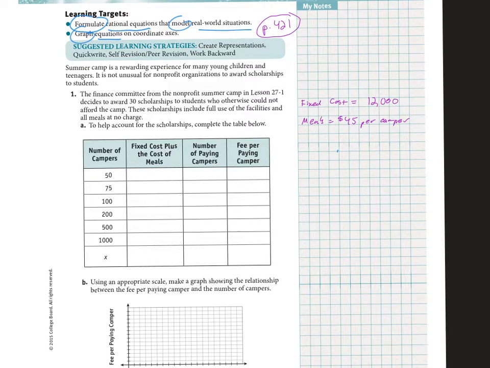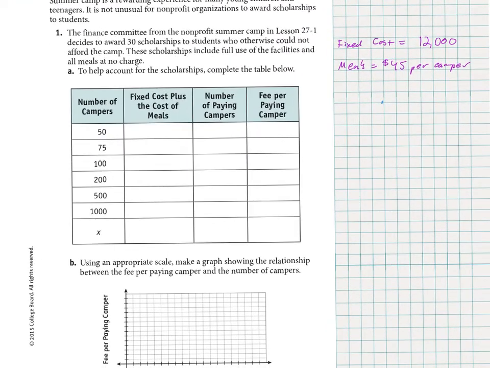They want to give those away completely free. So we're going to look at this data, create a table, and graph it.